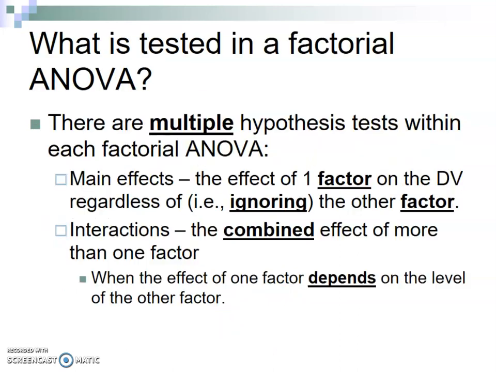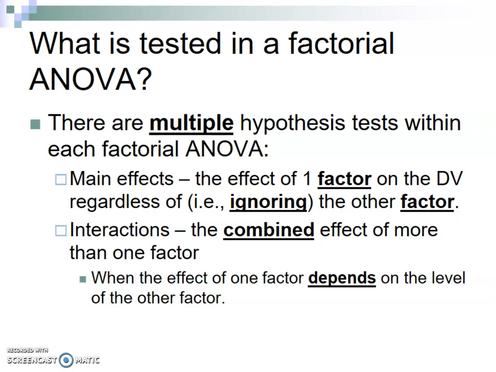So now that we understand what the different types of ANOVAs are called, let's talk about what is actually tested in a factorial ANOVA. Within a factorial ANOVA, there are actually a bunch of different hypothesis tests being conducted. The number of hypothesis tests depends on the number of factors that you have. One of the things that changes depending on how many factors you have is the number of different main effects that you're going to be exploring.